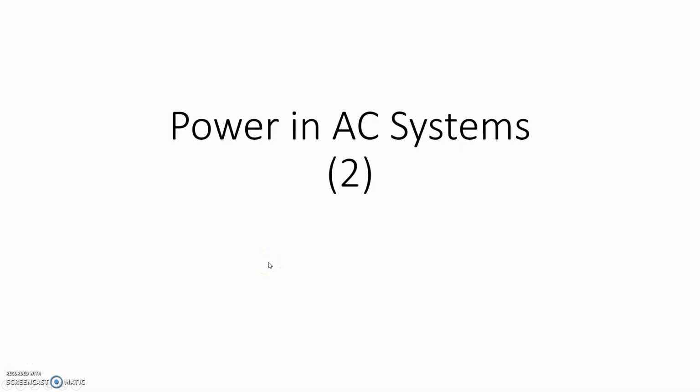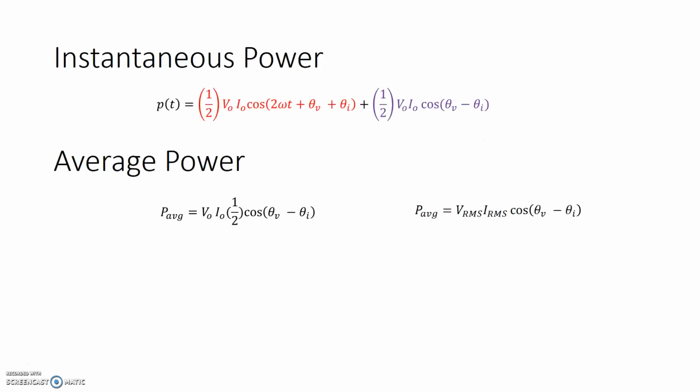Welcome back. So we'll continue our discussion on power in AC systems. Last time we looked at power and basically came up with two terms, the instantaneous power and the average power, which were given by these relationships.